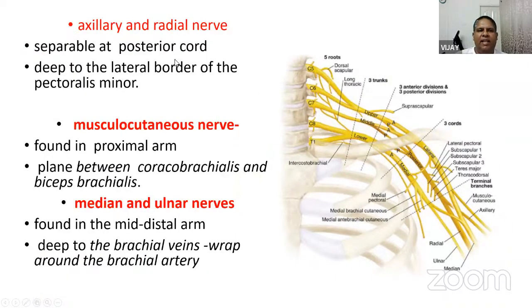Now, the axillary and the radial nerve are separable. Here you can see the lateral and posterior cord. They are separable at the posterior cord, deep to the pectoralis minor.